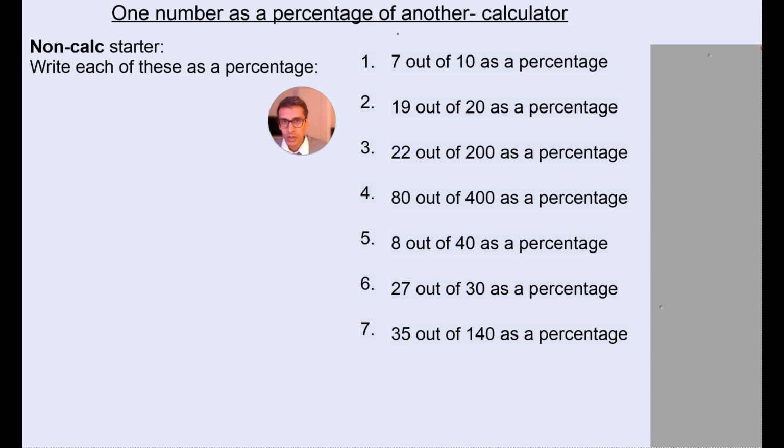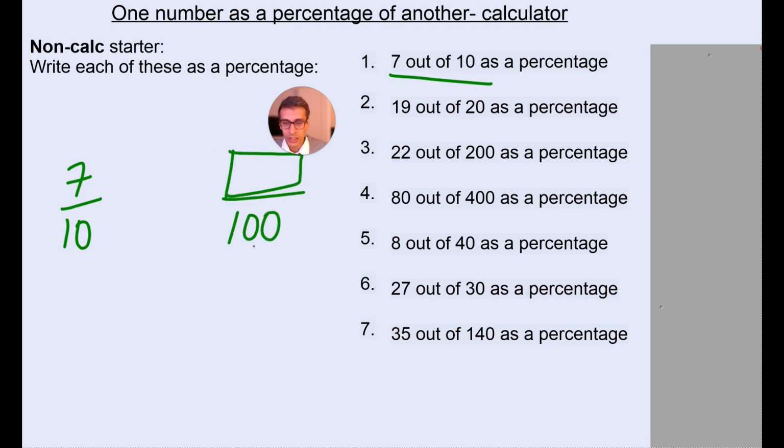When we are writing one number as a percentage of another, for example 7 out of 10, what we want to do is make the denominator out of 100, and then the number we have on the top, you divide by 100 to get your percentage. So in this case these are equivalent fractions, so that's going to be 70%.